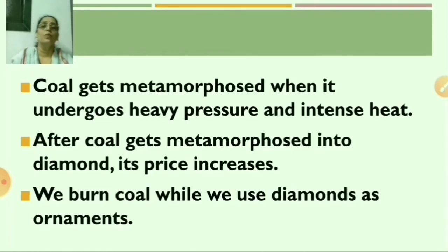Now the next. Coal gets metamorphosed when it undergoes heavy pressure and intense heat. After coal gets metamorphosed into diamond, its price increases. We burn coal while we use diamonds as ornaments. So students, coal gets metamorphosed, means processed, when it undergoes heavy pressure and intense heat. After that, coal gets metamorphosed into diamond. Its price increases. We burn coal while we use diamonds as ornaments.